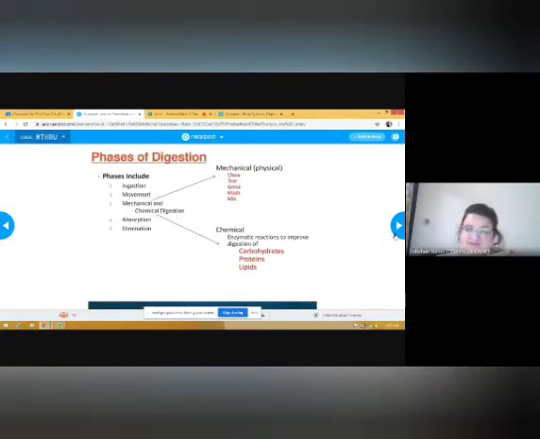Then yes, this slide was very important. It tells us about the phases of digestion. There are 5 phases of digestion: ingestion, movement, mechanical, and chemical digestion. As seen from the diagram, mechanical digestion is the digestion which happens physically, by your teeth, by chewing, grinding, tearing the food apart, mixing, and mashing it. And chemical digestion is the digestion which takes place by the chemical breakdown of carbohydrates, fats, and proteins. Lipids is the scientific name for fats.